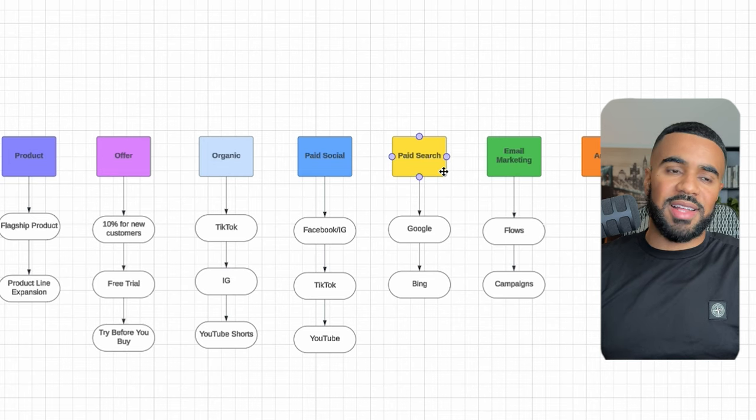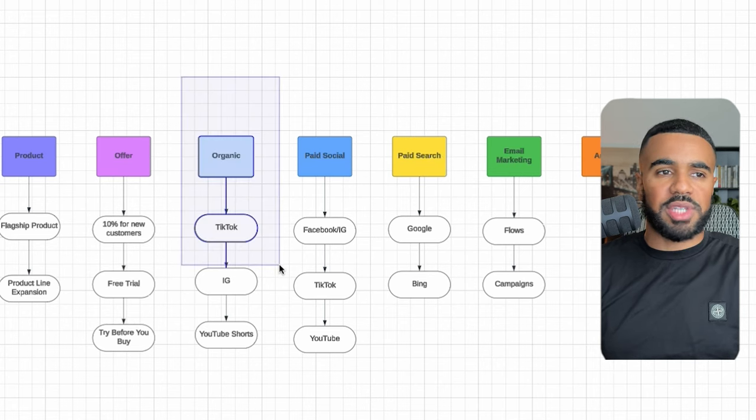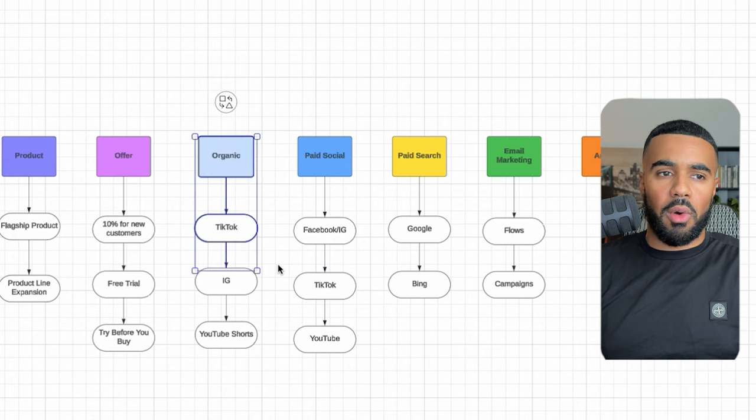And so instead, I looked at the current landscape. And I looked at, okay, what's working, what's not, and where is there the most opportunity for us right out of the gate? And so by doing that, I was able to identify that right now, TikTok is very untapped, right?